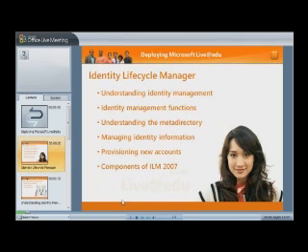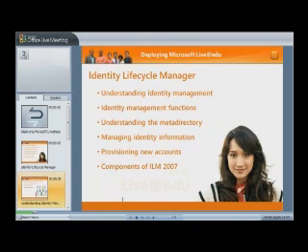entails, the functions of identity management, the role of the metadirectory, how an identity management system manages identity information, how to create new accounts, and the components of the Microsoft Identity Lifecycle Manager 2007.